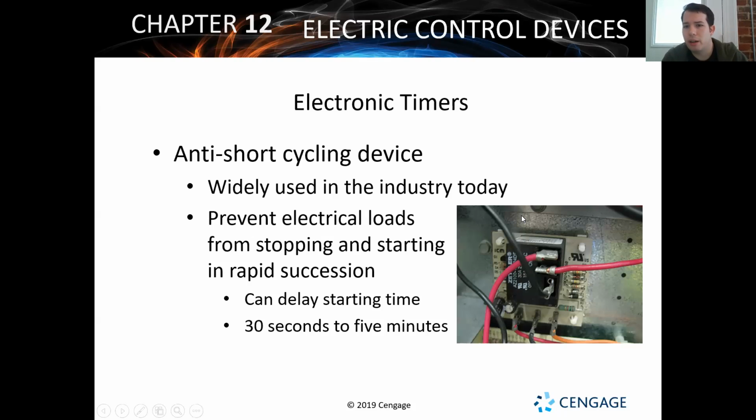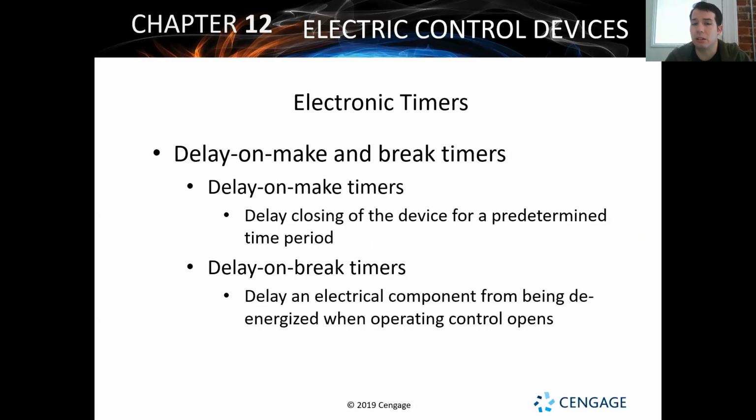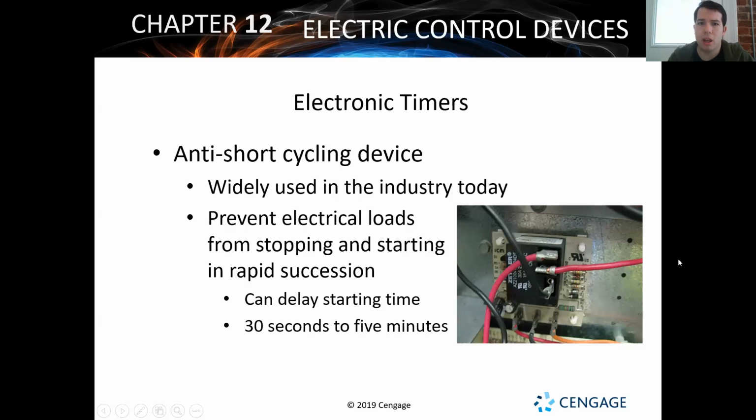Electronic timers, again, you're going to see them. There's all different styles and sizes and types, but they're going to be used for a lot of different things. This right here is showing an anti-short cycling device. This is literally a device made to stop short cycling. I talked about it a minute ago, saying that those delay timers can be used to help stop short cycling, but this is what's used more often than not.